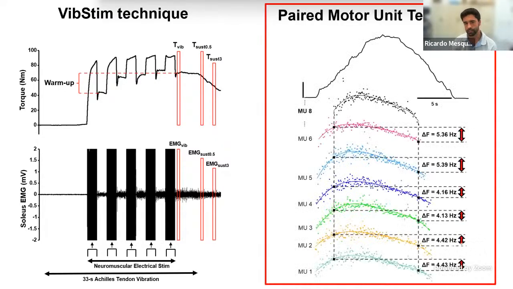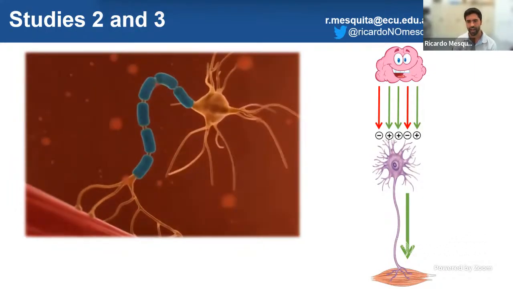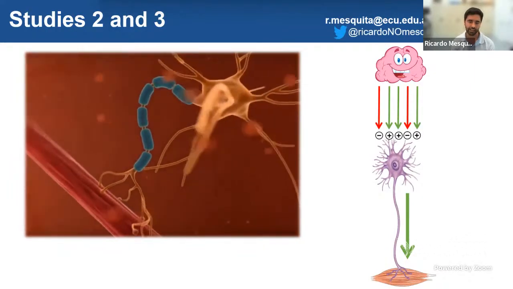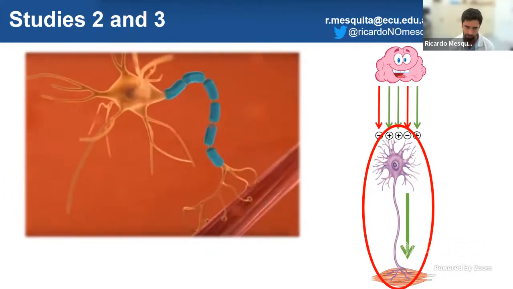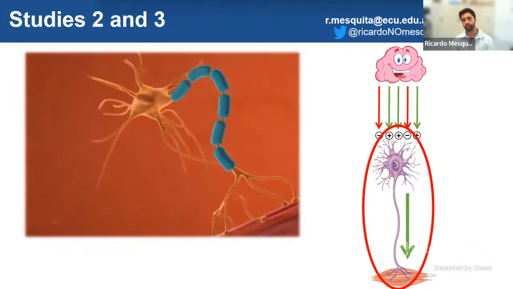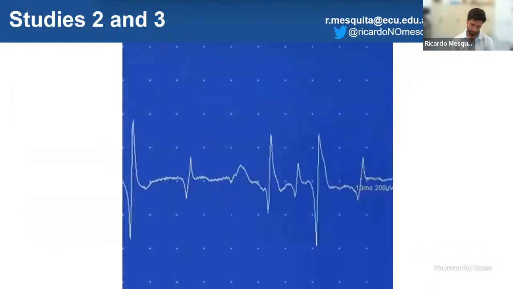So this is the VibStim technique that we just talked about. And the other technique is called paired motor units technique, which involves a bit more laborious analysis. So to understand the paired motor unit technique, we can start by asking whether we can identify when single motor neurons are firing in humans. Yes, that's actually the only nerve cell that we can do that in humans. And how do we do that?